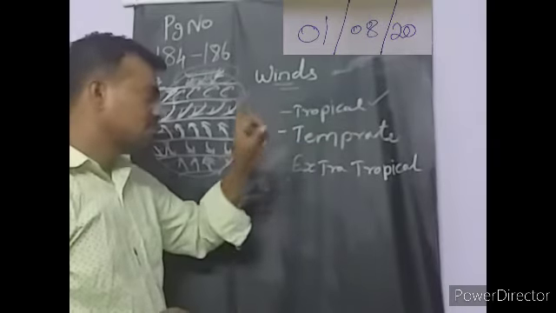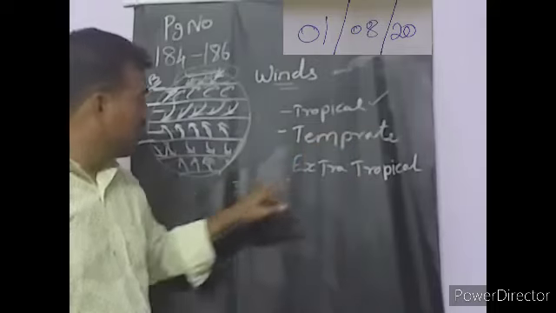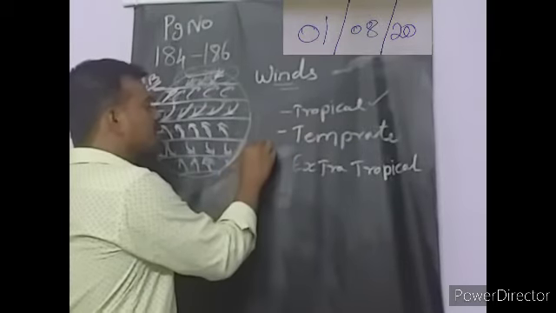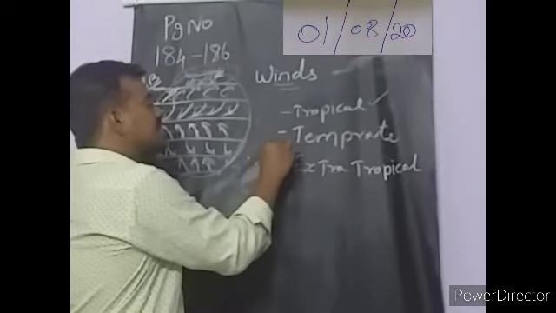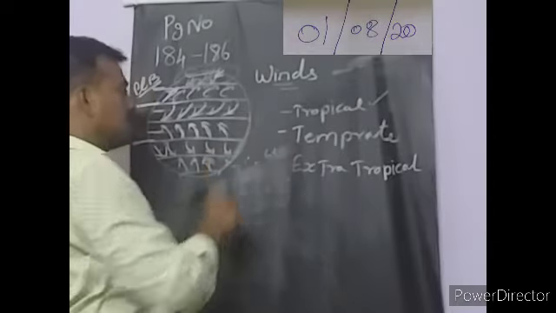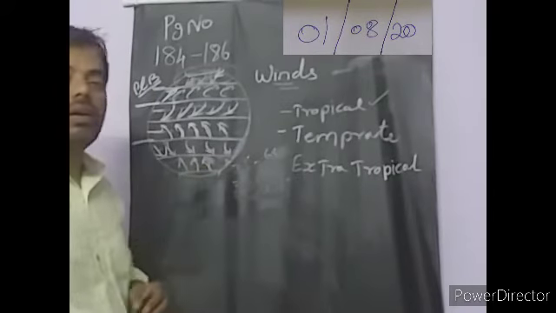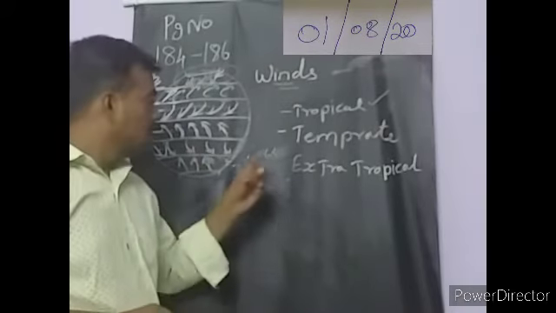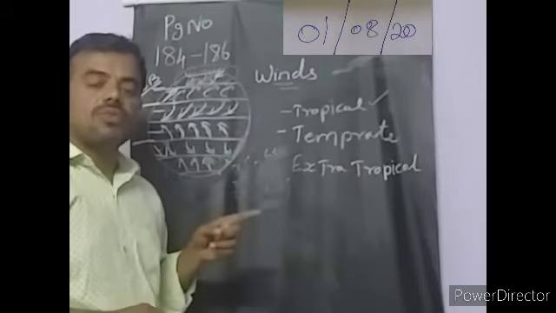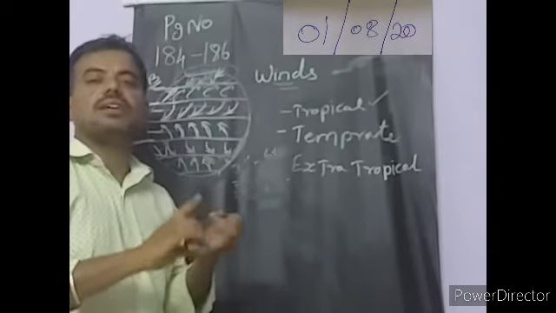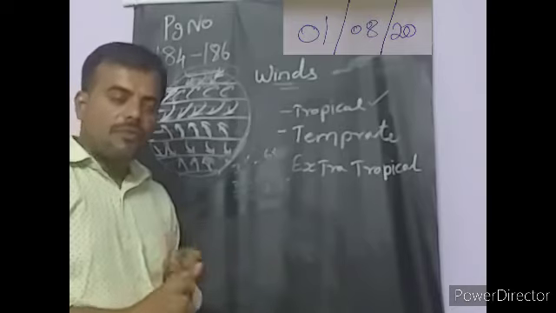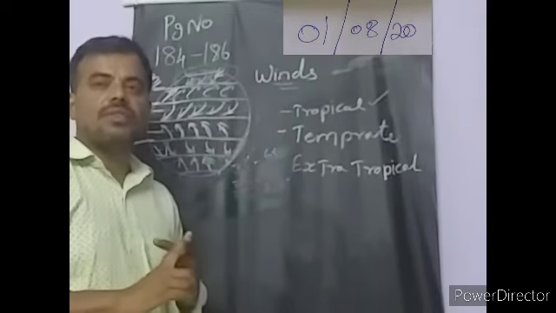Temperate cyclone is forming between 35 degree to 65 degree on the earth, near the subtropical high pressure belt. This cyclone was forming because of the cold wind and the warm wind. When both winds are interacting, this kind of cyclone forms.